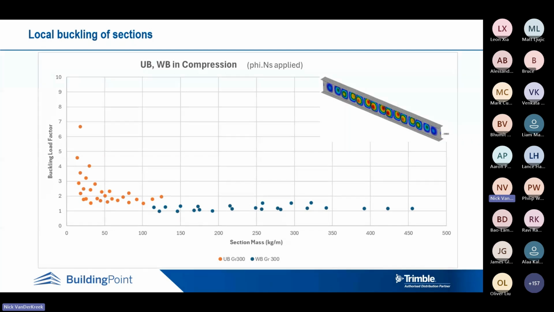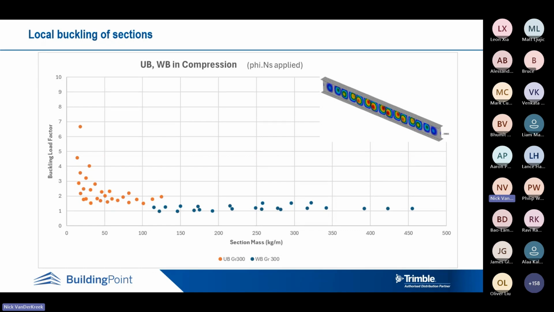But for UBs in axial compression, we go from about 1.5 buckling load factor up to about 3 or 4, and a couple are a little bit higher than that. But as I say, for WBs, the buckling load factor is very low, about 1 to 1.5 or so. And having a think about this, I thought, well, this is a little bit like a purlin type section, perhaps.